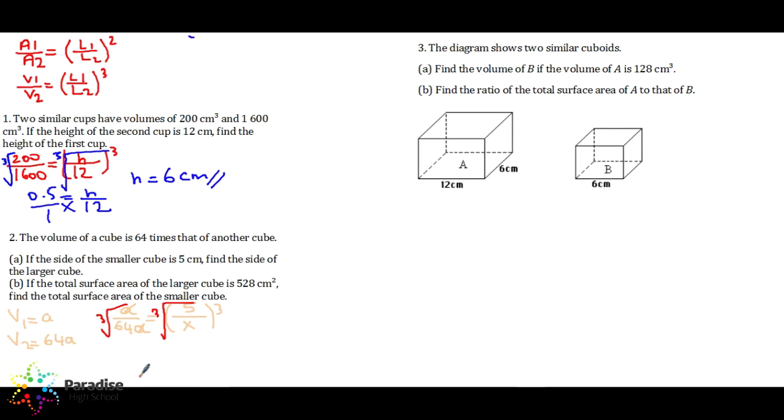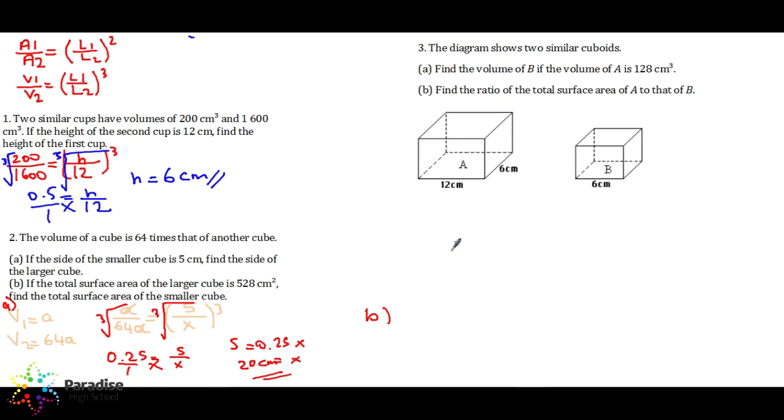And what is going to happen? So 1 over 64 is equal to that. What is the cube root of that? It is equal to 0.25. So 0.25 will be equal to, we can eliminate the cubes, 5 over x. So if you cross multiply, 5 will be equal to 0.25x, and x is equal to 5 times 4. It's going to be 20. So one side of the larger cube is 20 centimeters. That's the answer of A. All right, let's look at B.